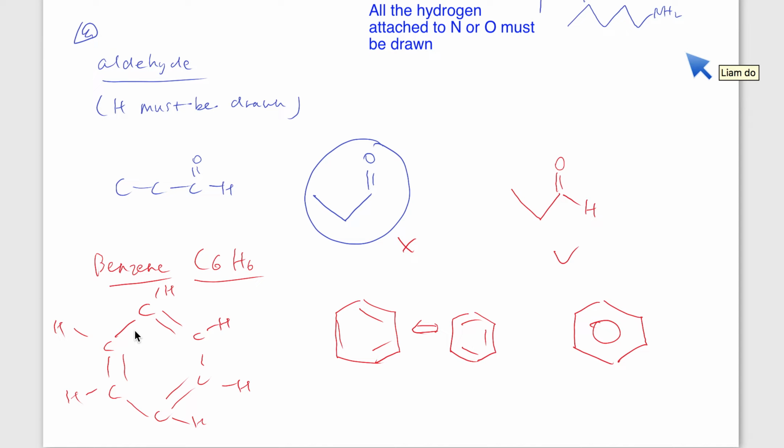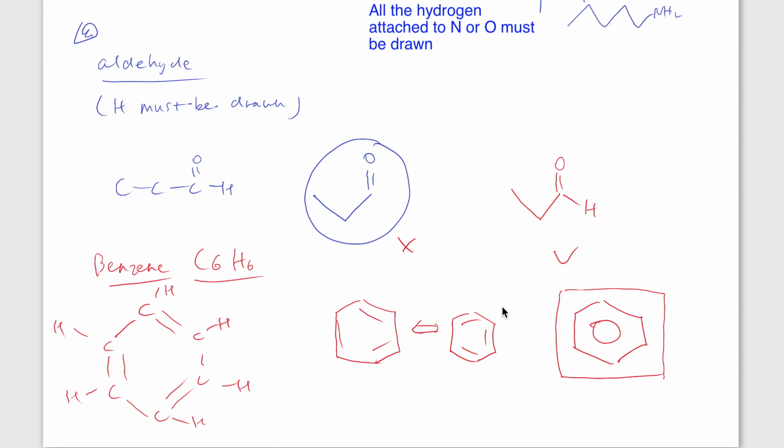Okay. So if you do an experiment to investigate those 6 bonds in terms of bond strength, bond length, and bond energy, they're all identical. So the best way to draw the benzene ring is just using this structure here.